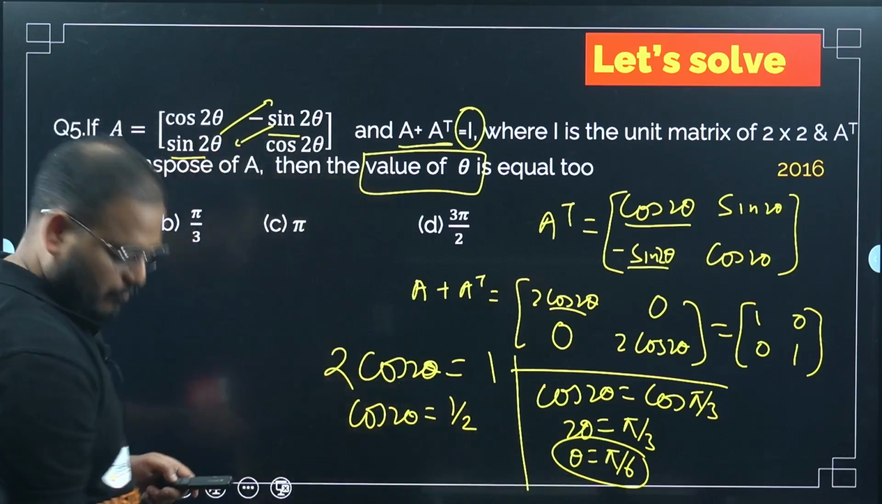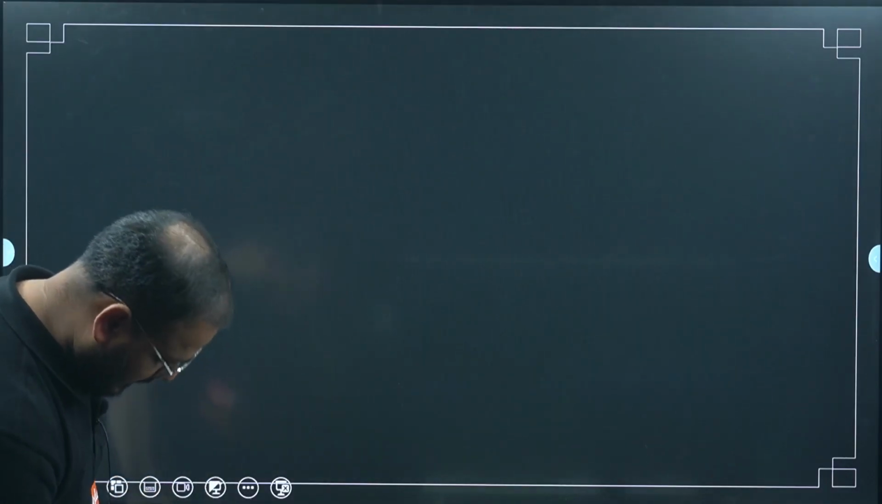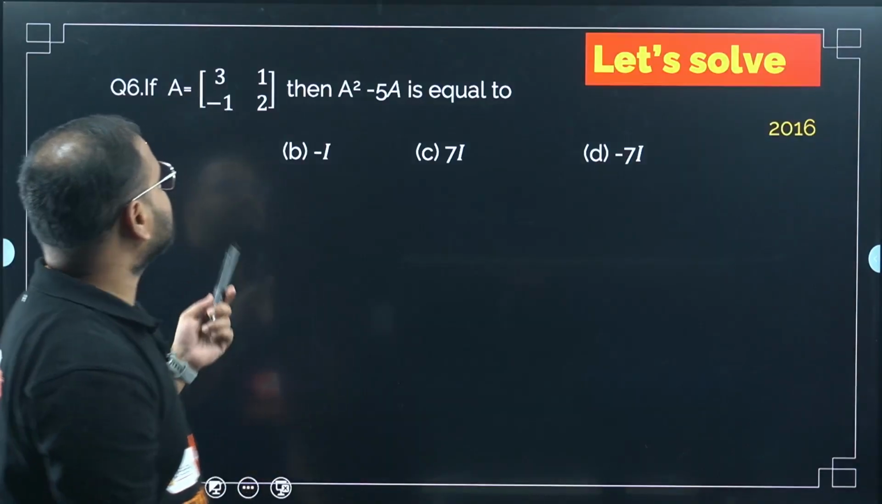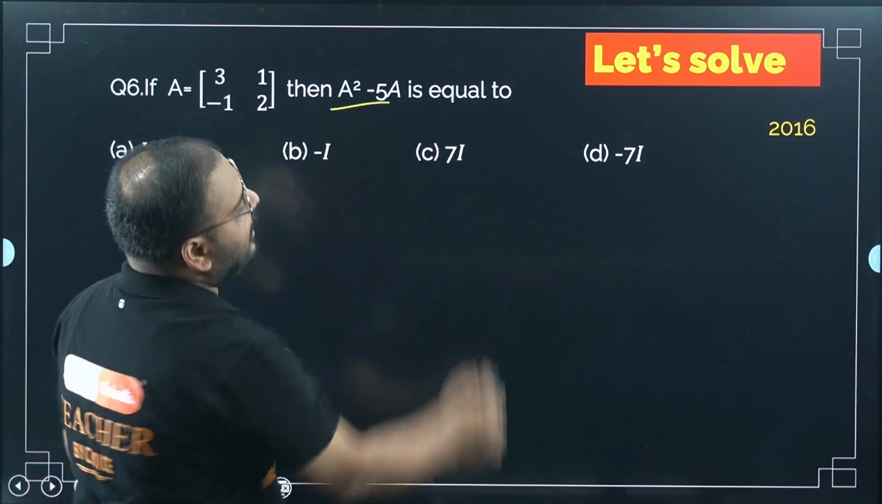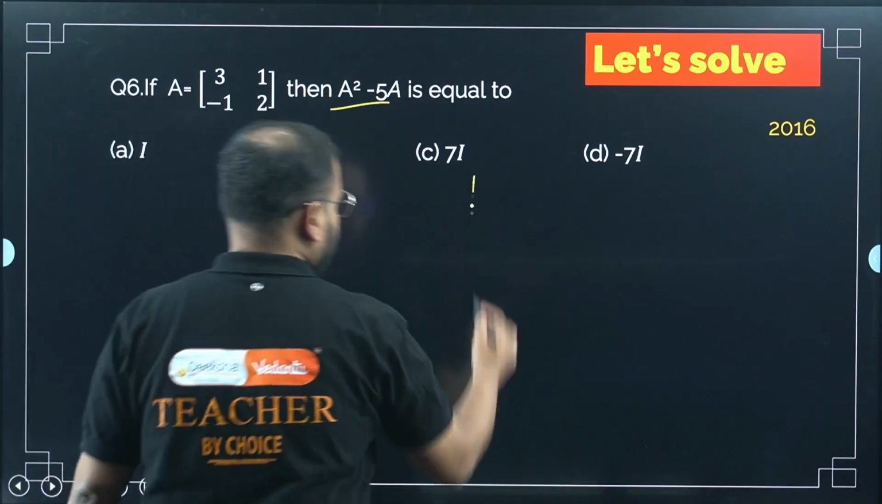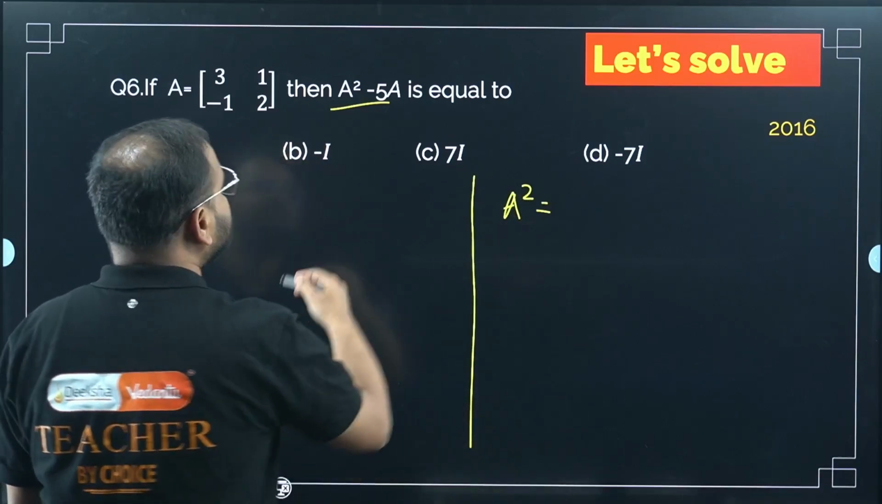Moving on. What does the next question say? If A is like this, this is the simplest question ever, asked in 2016. How will you solve this? Do A square. How will you find A square? Very simple, multiply it with itself.